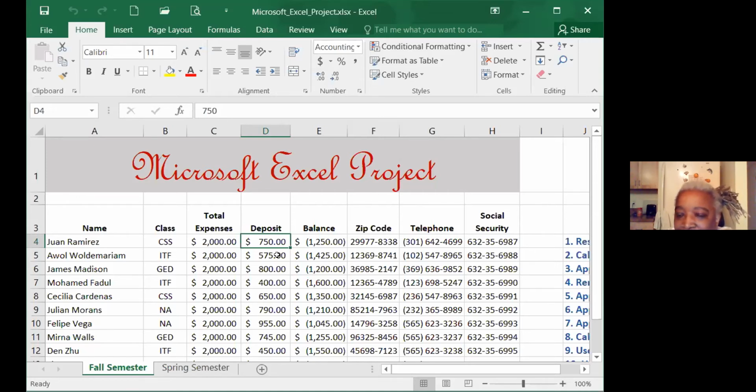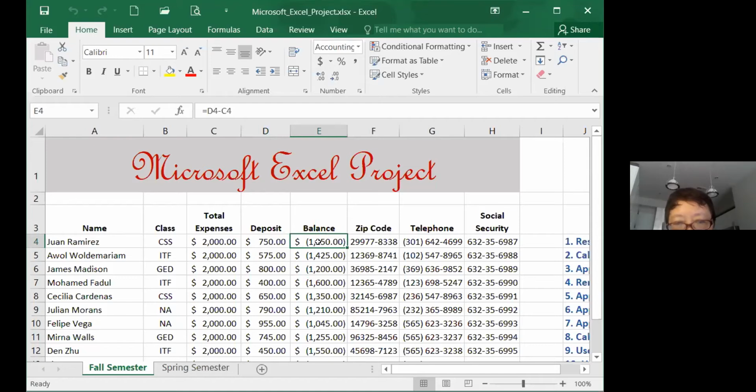And then you subtract 2,000 from that? No. You have the total amount that is owed, and then you subtract the 750 from that total amount. So the balance is what you owe, right? Yeah, the balance is what you owe.